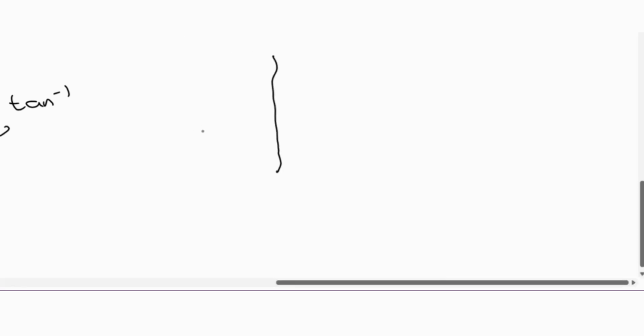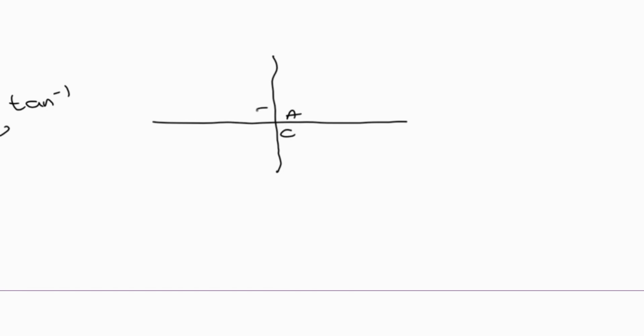Now, I need to go onto my CAST diagram. C-A-S-T. This is a negative tan. So I know that tan is negative in this quadrant and tan is negative in this quadrant. I know that to reduce tan in this quadrant, you say 360 minus your reference angle, and here you say 180 minus your reference angle. So this is quadrant 2, and over here, quadrant 4.